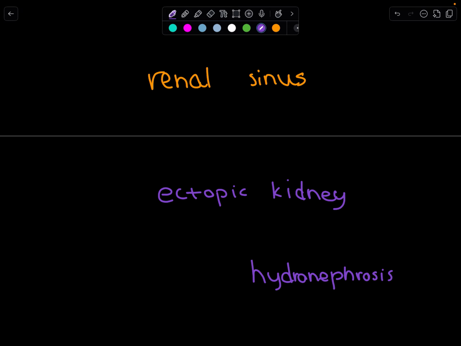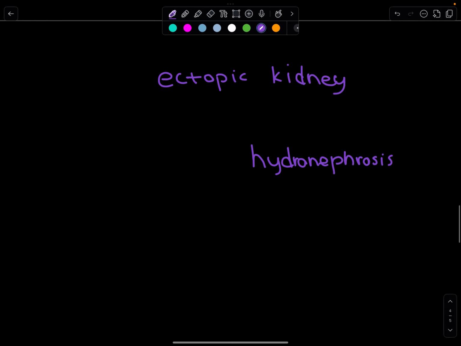Well, so I want to talk about the suprarenal glands. Why are they endocrine glands? What's this yellow cortex? And what's this brown medulla?